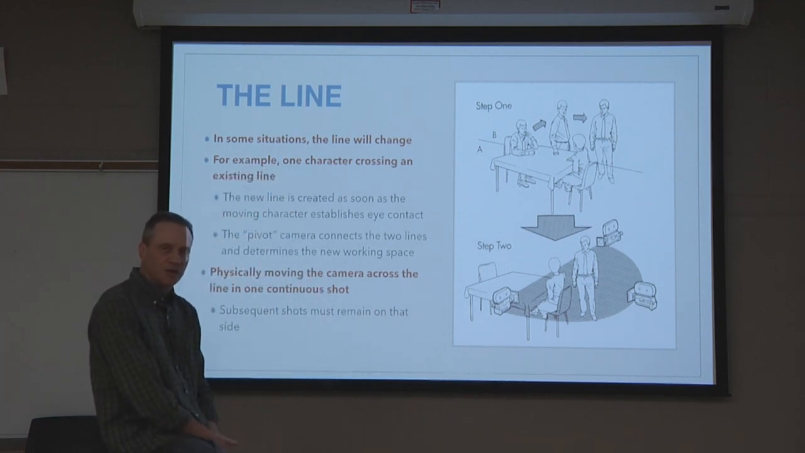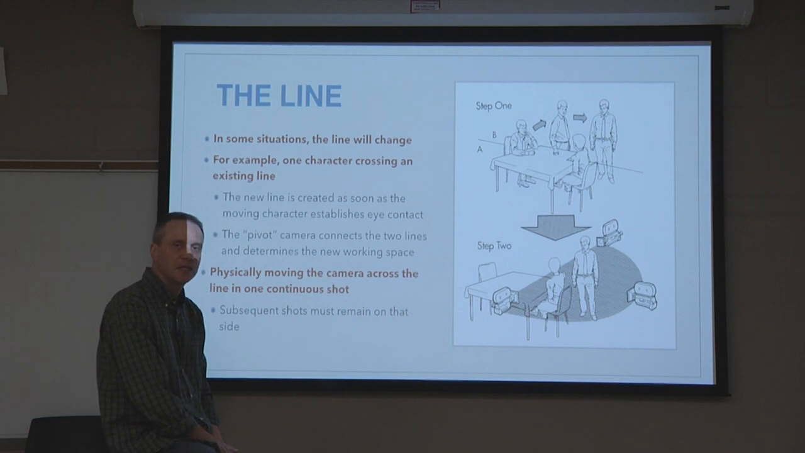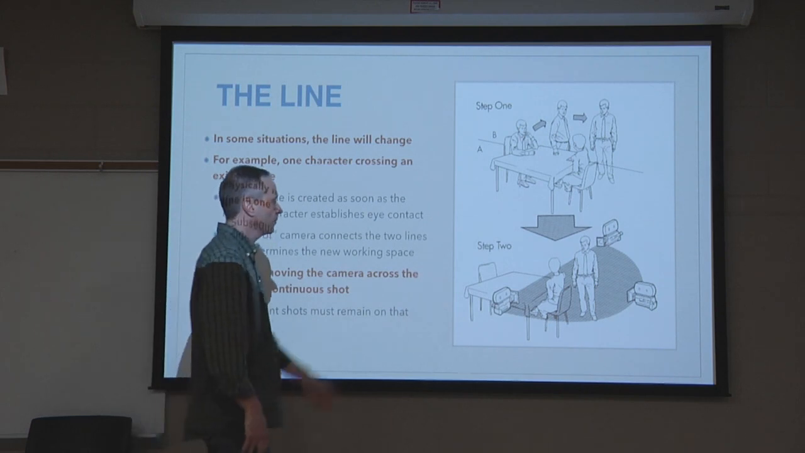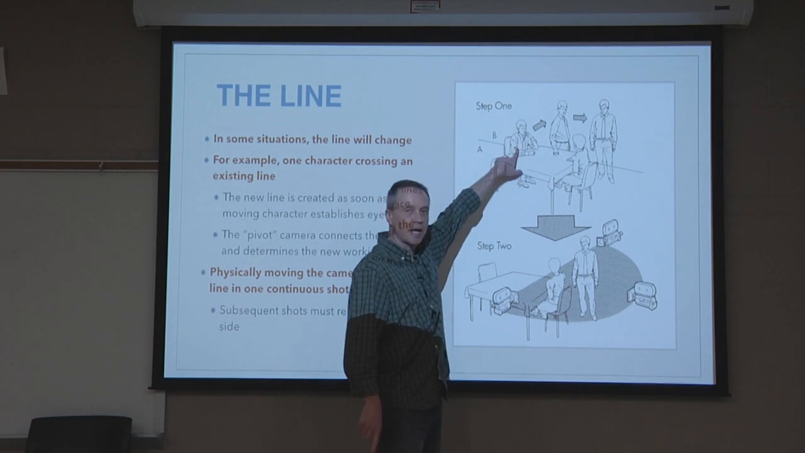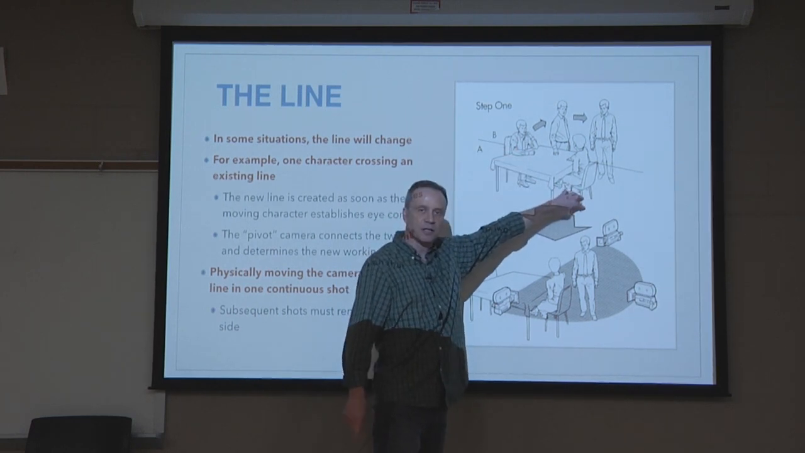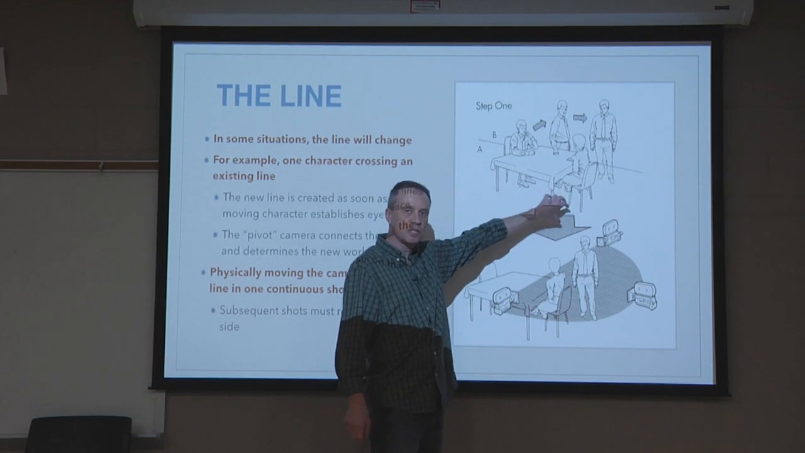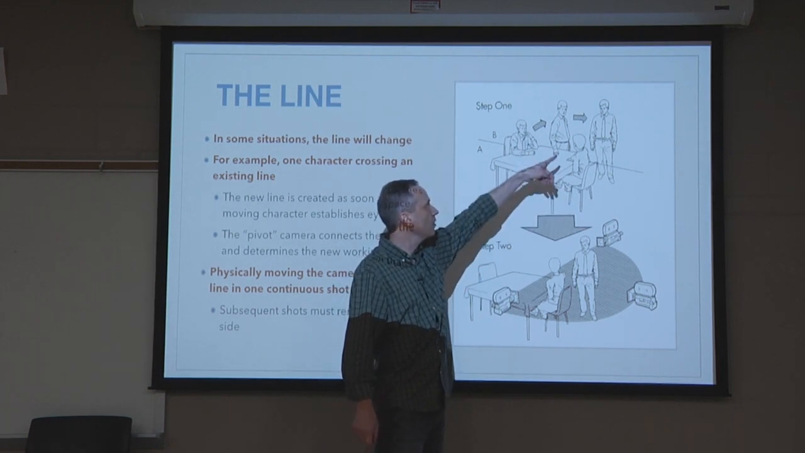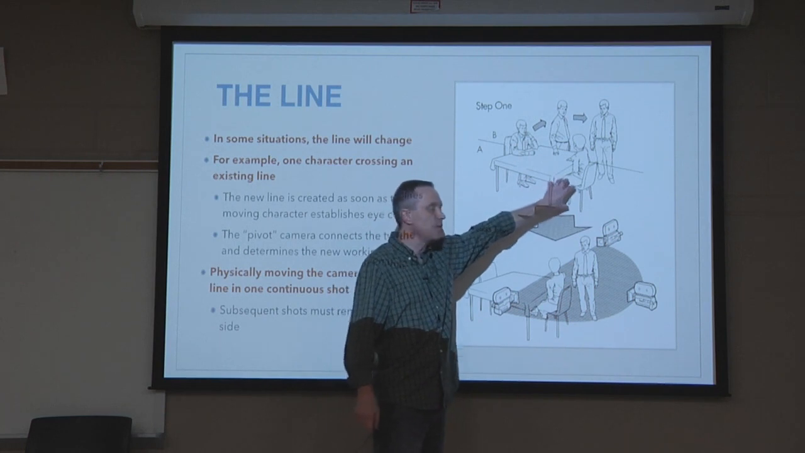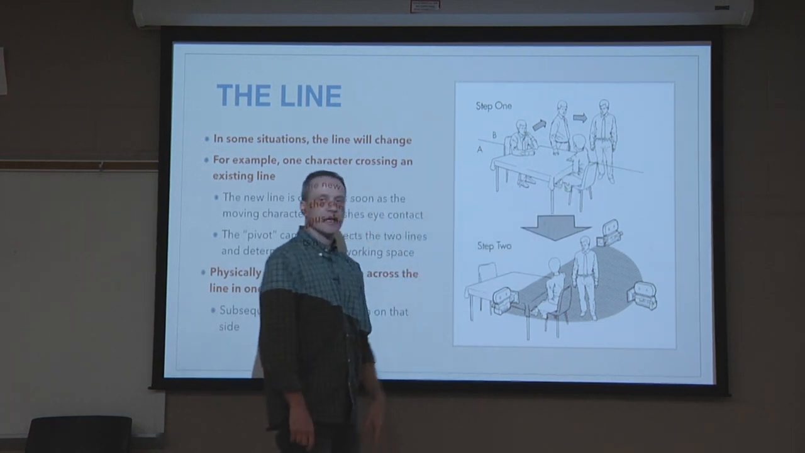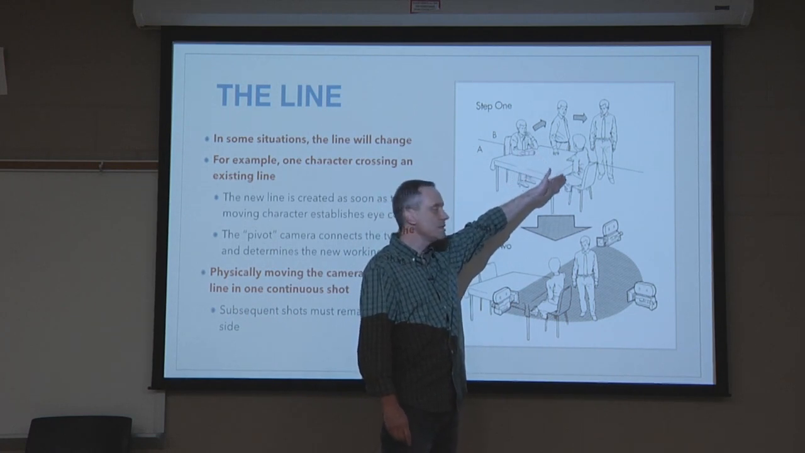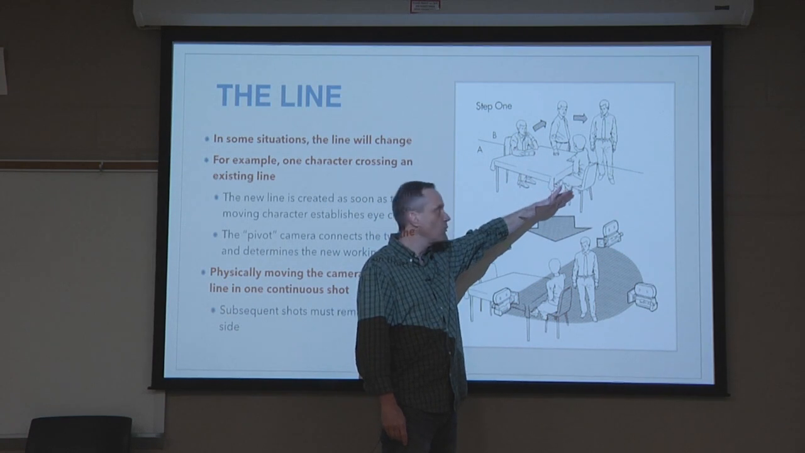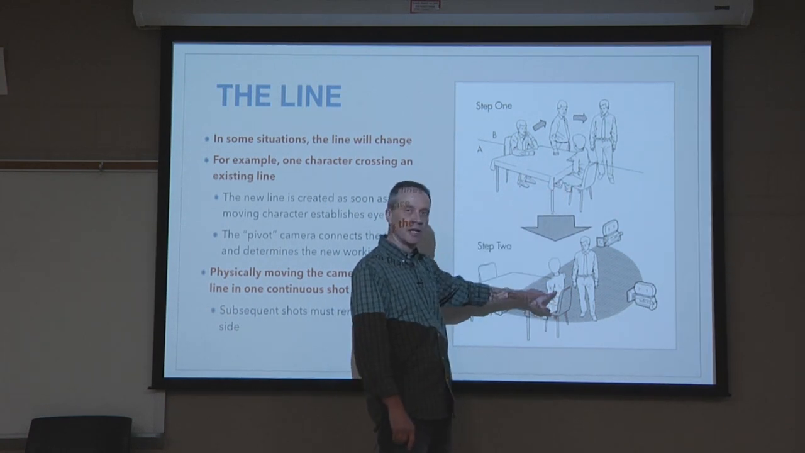Now, the way we determine where this new line needs to be is based on something called the pivot camera. Let's say, for example, in this scene, there's a camera right here that's shooting over her shoulder at the man. That's going to be placed right about here. This is the camera we're going to use to follow him walking over to stand at this position. So this is what we call the pivot camera. As that camera pans to follow him, once he gets to his final spot right here, that will establish the new line.